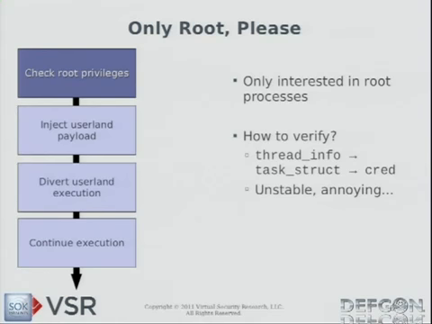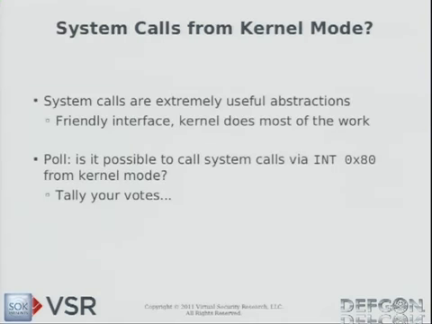But each of these structures sort of is unstable. They change a lot between different kernel versions. You'd have to do it heuristically, and it's sort of a pain. It'd be really nice if we could just call getuid, because that's something we know and understand. It's a very simple interface that will immediately tell us what our user ID is.